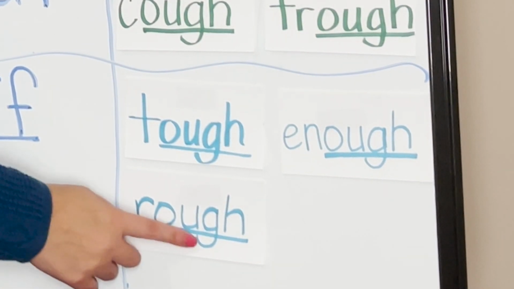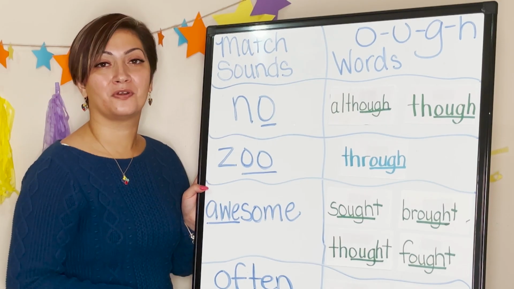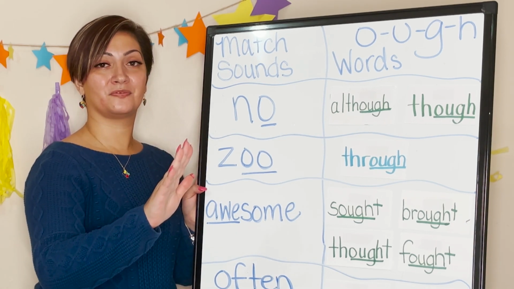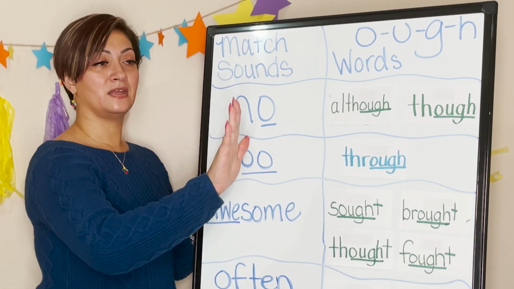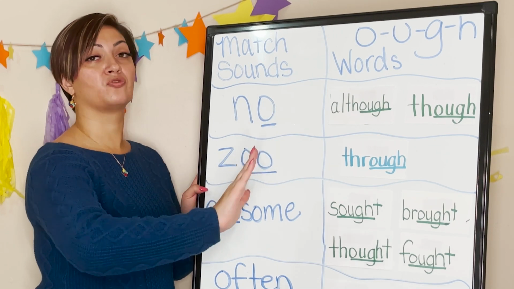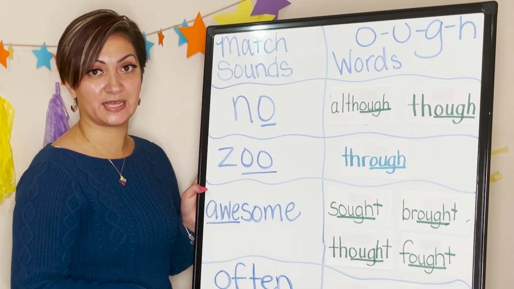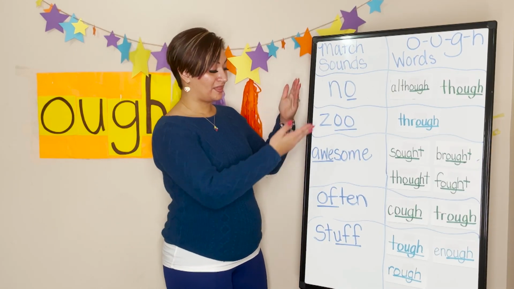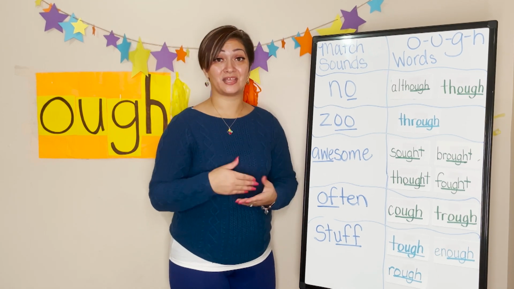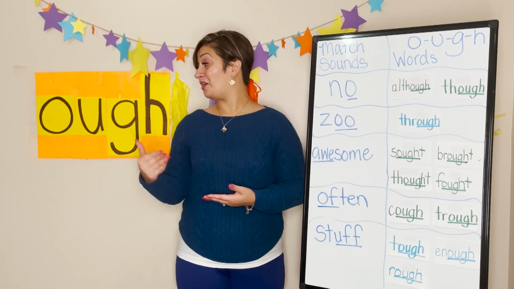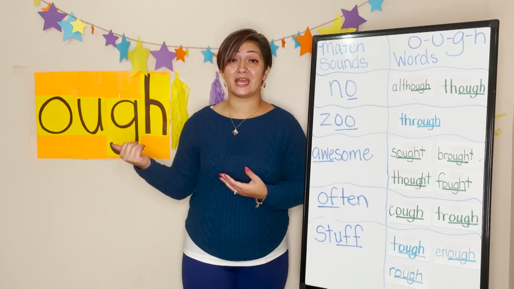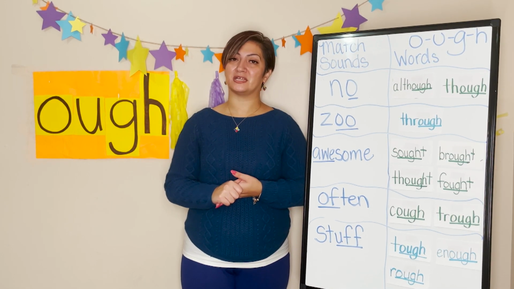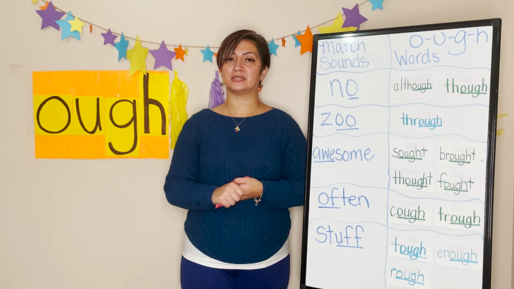We have rough. Rough. So rough is how something might feel, right? So if you felt the wall and it might feel rough, maybe you need to sand it down a little bit better. Well, nice work, scholars. Those are 5 sounds that ough can make. Ough can make a couple more sounds, but those words are pretty uncommon and the spellings are pretty uncommon. So we didn't work with those today.